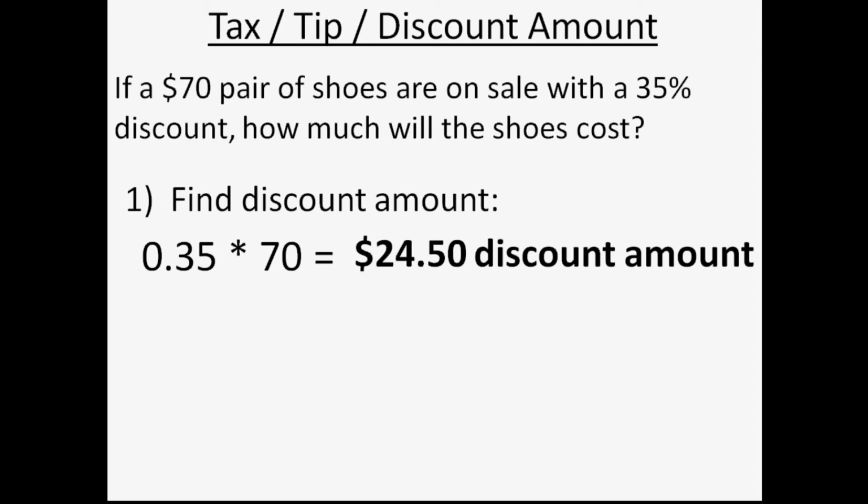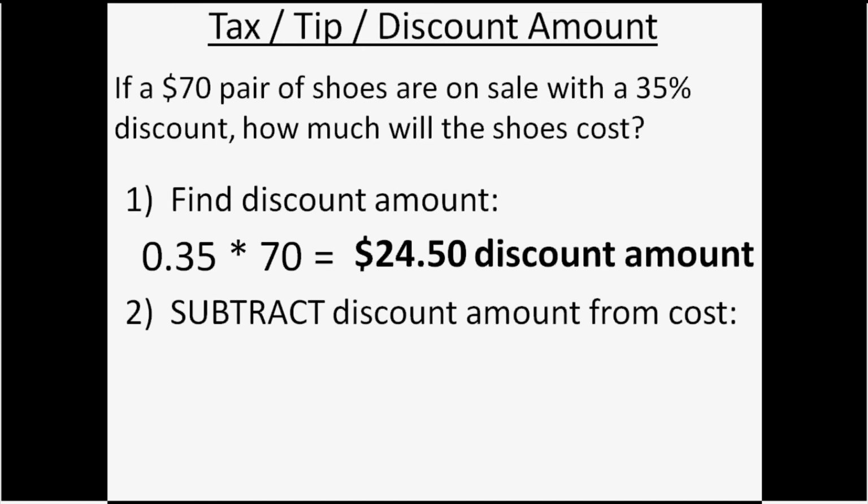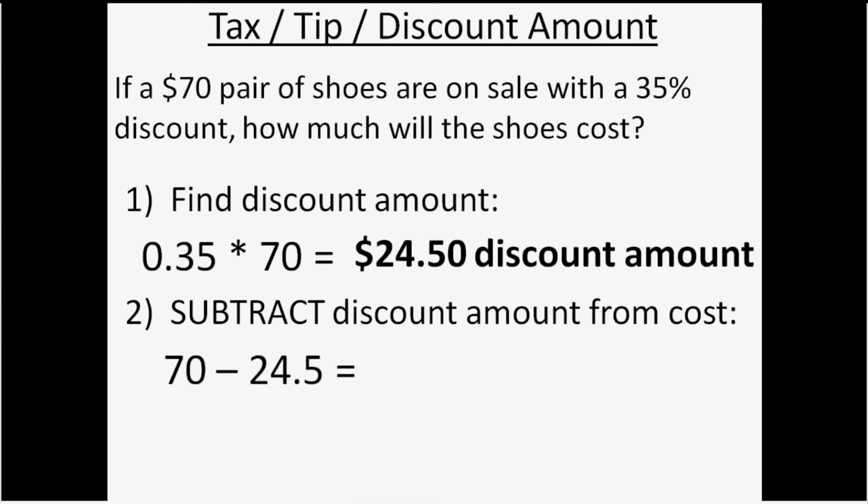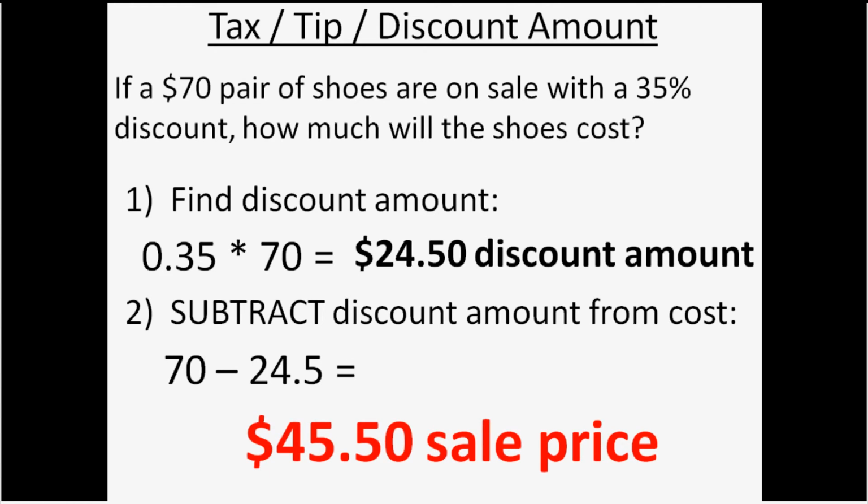That's not what you're paying. That's how much you're saving. So you figure out the cost by subtracting $70, and then you subtract 24.5. So $45.50 is your sale price. That's how much you'd actually pay.